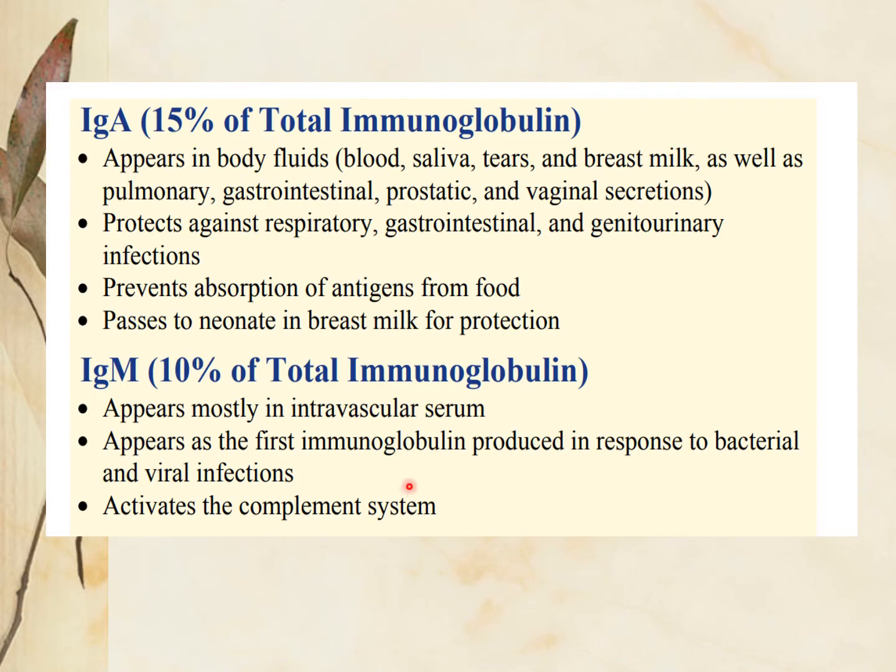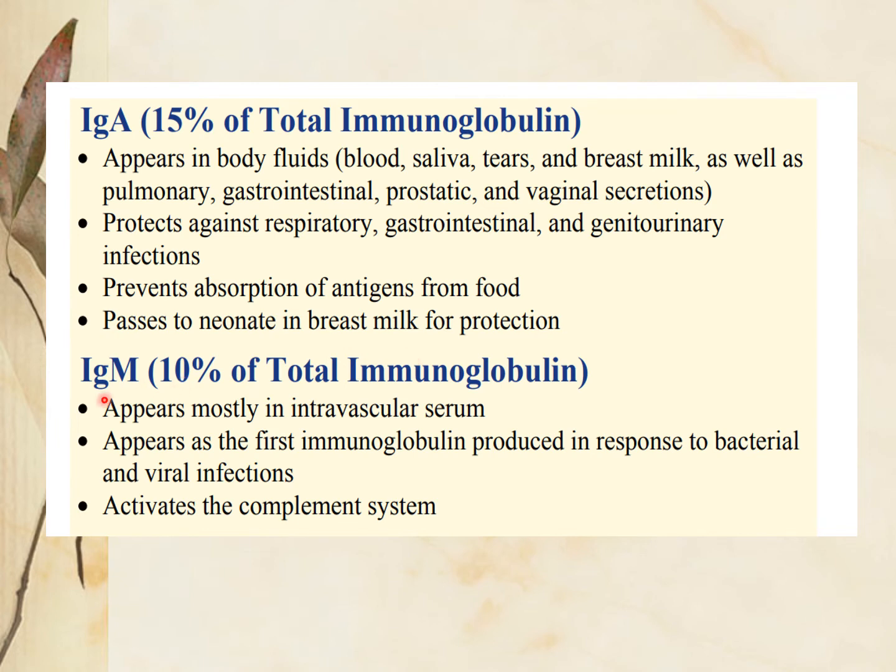IgA is 15% of total immunoglobulin. It appears in body fluids such as blood, saliva, tears, and breast milk, as well as pulmonary, gastrointestinal, prostatic, and vaginal secretions. It protects against respiratory, gastrointestinal, and genitourinary infections. It prevents absorption of antigens from food, and it passes to the neonate in breast milk for protection.